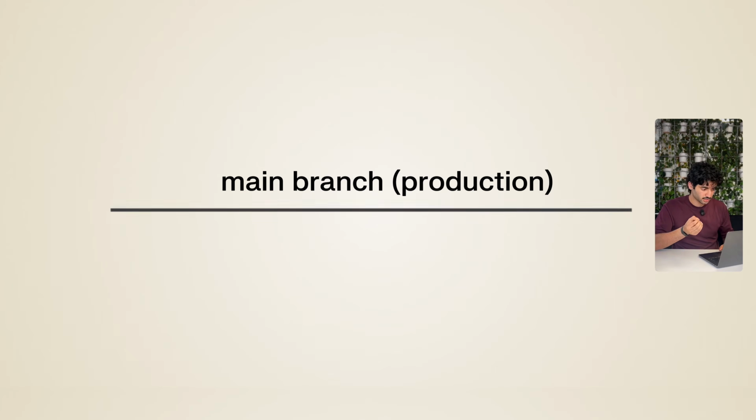Now, the main branch is your official production-ready code. It's what you deploy to users and you'd show publicly. Now, we're wanting to create a like feature, right? So we want to create a new branch called feature like.